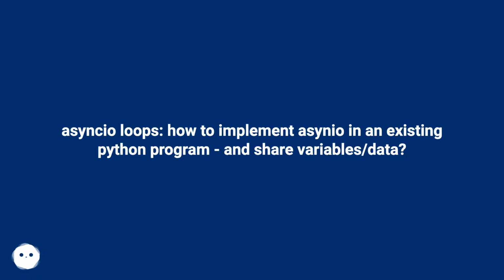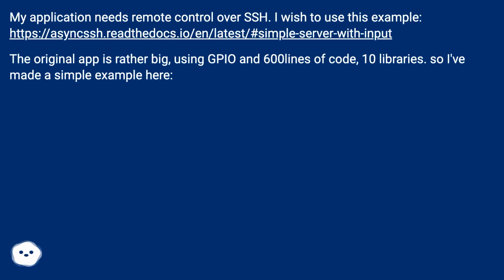Asyncio loops: how to implement asyncio in an existing Python program, and share variables/data. My application needs remote control over SSH. I wish to use this example, this URL. The original app is rather big, using PyPO and 600 lines of code, 10 libraries. So I've made a simple example here.